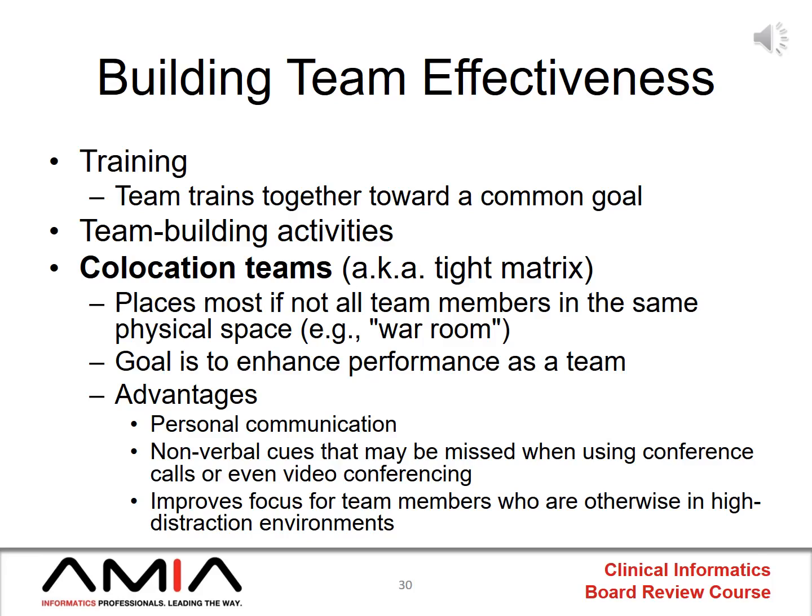So the first type of team is known as a co-location team. I've also seen it referred to as a type matrix, although I don't usually hear that in common parlance. A co-location team basically means that the team members are co-located together. Typically, most if not all of the team members are in the same physical space, and the goal is really to enhance performance as a team.